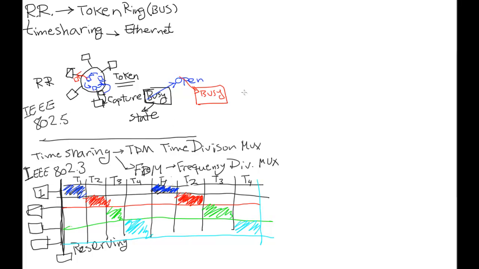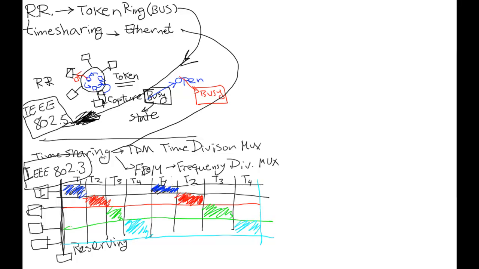So basically this is the background representation of these 2 different technologies. Token ring is a technology. IEEE 802.5 is basically token ring, and then IEEE 802.3 is your Ethernet. Okay.